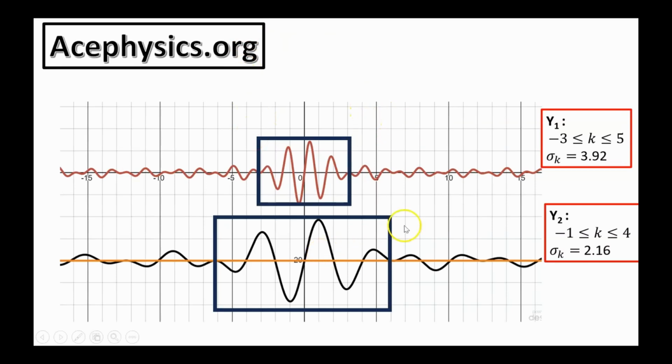on the x-axis. This function was built out of 20 sine waves with k values that range from -1 to 4. It had a smaller standard deviation in k. What that leads to is that this particle is more spread out on the x-axis. If you're more spread out in k, you're less spread out in x. If you're less spread out in k, you're more spread out in x.